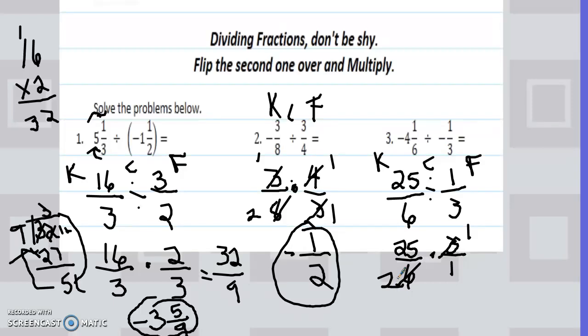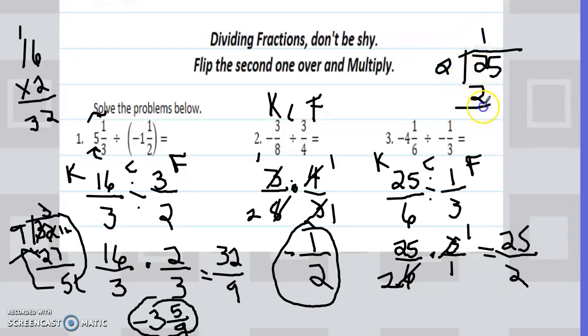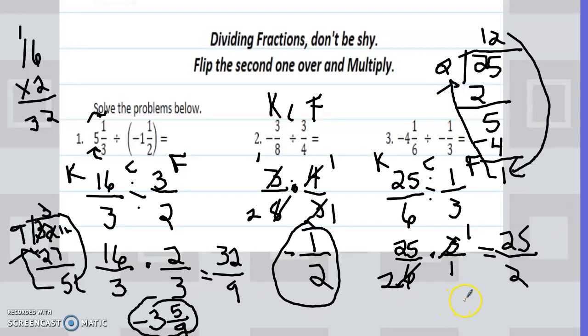Top times top, bottom times bottom. 25 times 1 is 25. 2 times 1 is 2. Well, 25 halves is a great fraction, but I have to Tybo it. So it's going to go in there once. It's going to go in there twice. So I have 12 and 1/2. And the signs are the same, or I have an even amount of signs, so it's positive.